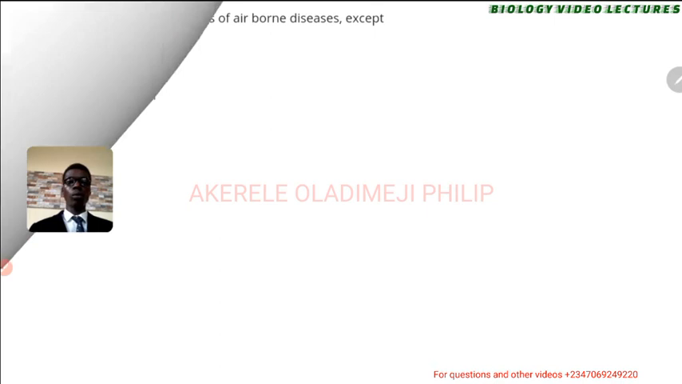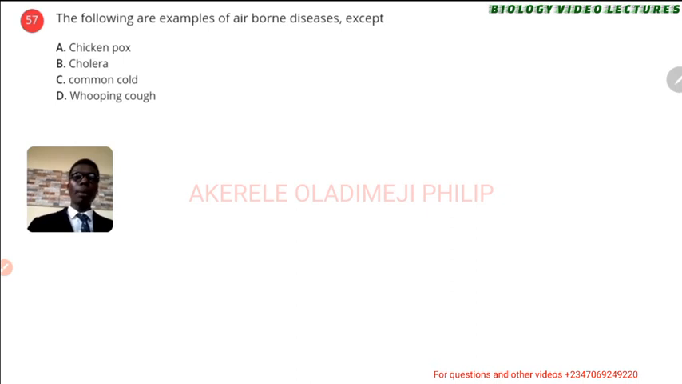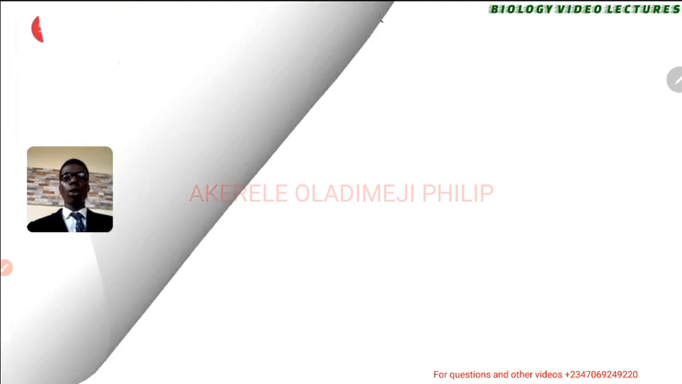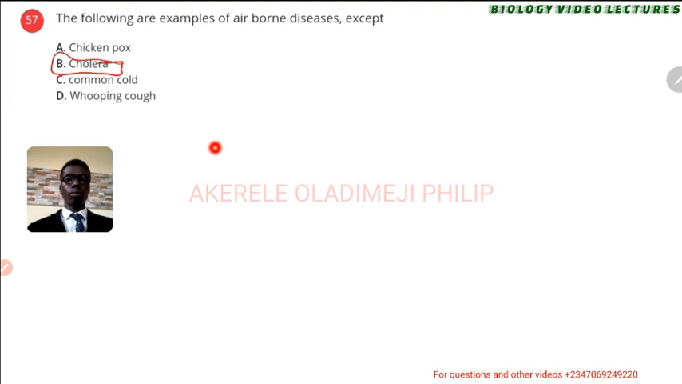The following are examples of airborne diseases, except. Okay, chickenpox is airborne, but cholera is waterborne. To some extent it spreads through flies, through touch, all of that. But those three are all airborne. So it's cholera that is not airborne. That's the answer there.